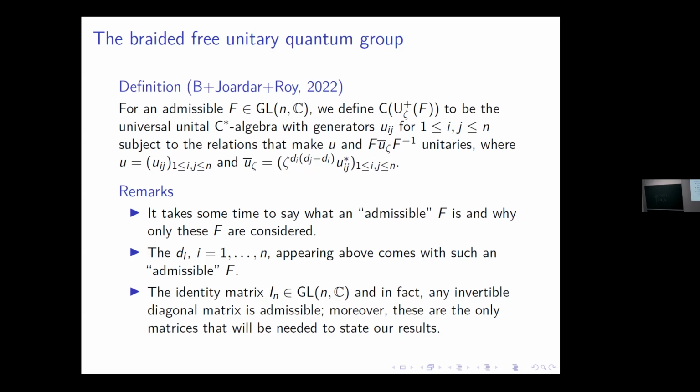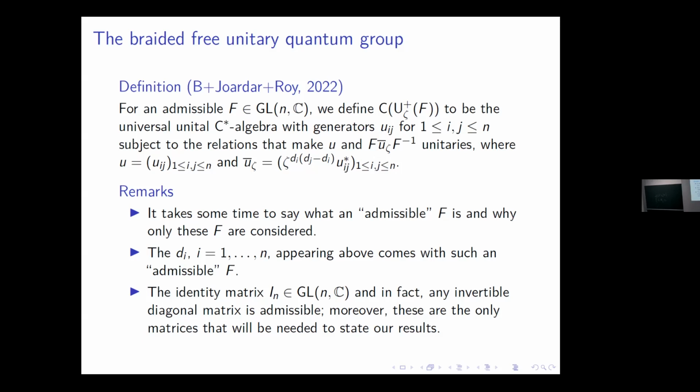Before that, some remarks. Since all the algebras have T actions, I have to restrict the class to the class of admissible F. It takes a bit of time to write out the full definition, but it's not much restricted, because all the matrices I would be needing for the rest of the talk are diagonal. The identity is admissible. The invertible diagonals are admissible.